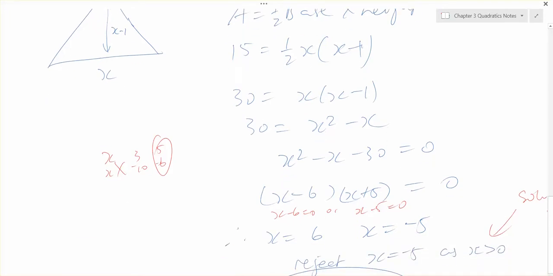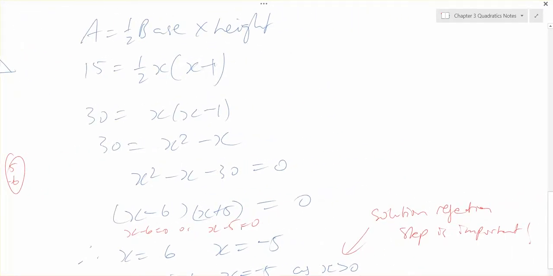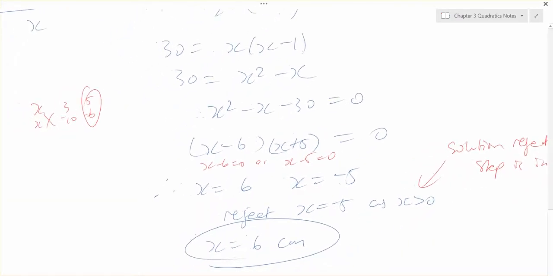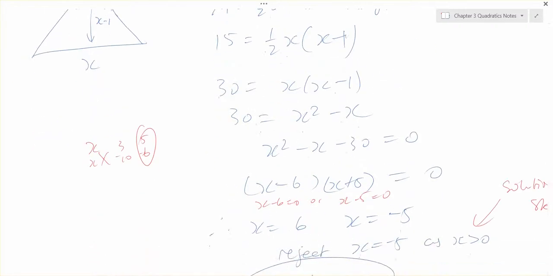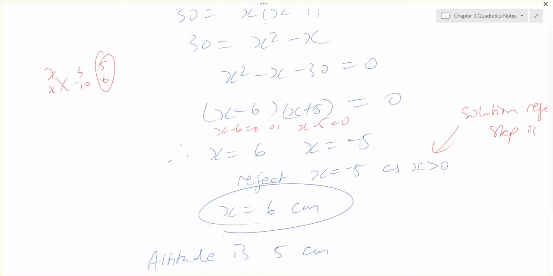So you have to outline the reason why you're rejecting the solution. So I rejected x equals -5 as x is greater than 0. The solution rejection step is important. So therefore, x is 6 centimeters. Have we answered the question? Calculate the altitude. No, we just found the base. So the altitude would be 1 less, which is 5 centimeters.